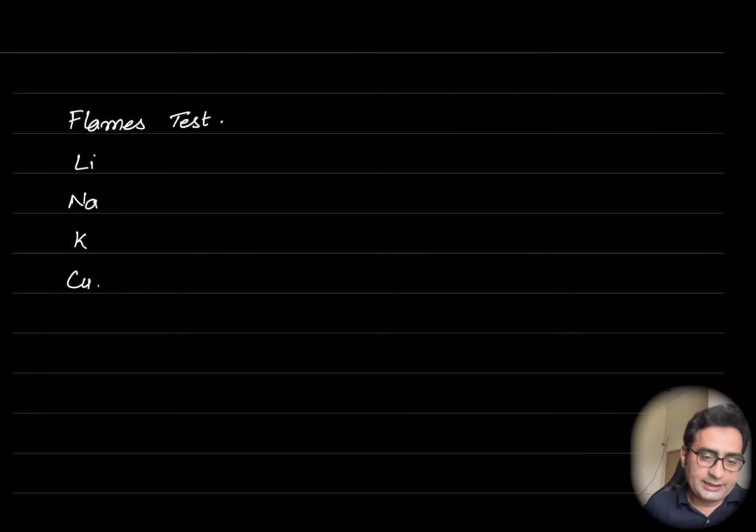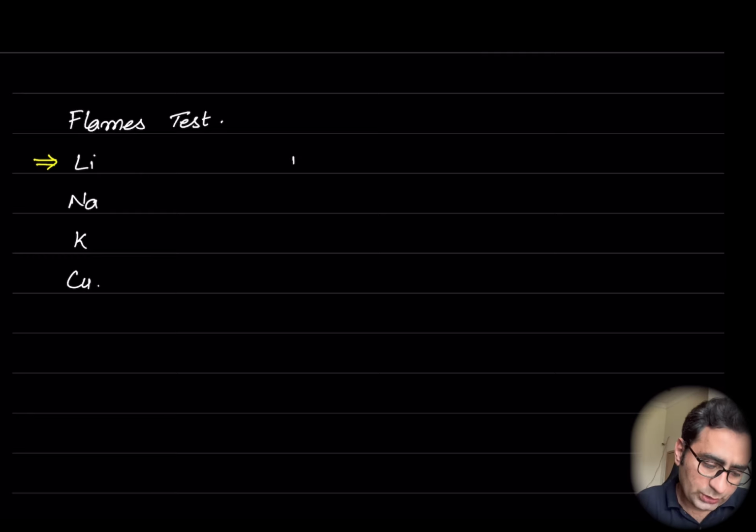Flame tests. These are the metals that are part of your syllabus. Number one is lithium, sodium, potassium, and copper. Actually, these metals are not directly heated. Their salts are heated in the flame, so we call them flame tests. For example, lithium chloride or lithium nitrate, any salt of lithium can be taken and heated in the direct flame.